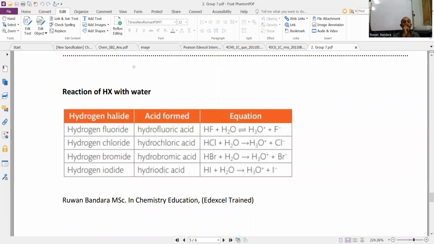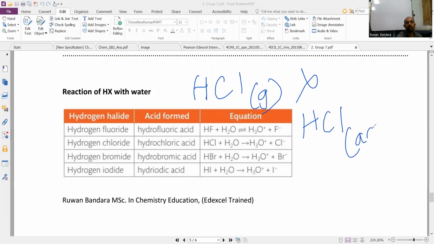Then again, the hydrogen halide and the acid. Hydrogen chloride dissolves to form hydrochloric acid. Hydrogen bromide dissolves to form hydrobromic acid. This is hydrogen chloride, and this is hydrochloric acid. So HCl gas is hydrogen chloride, and HCl aqueous is hydrochloric acid.